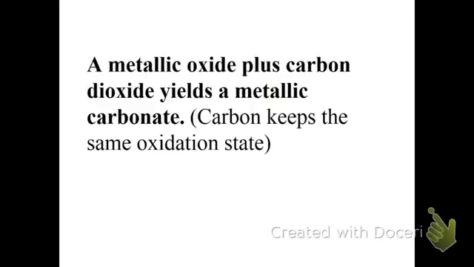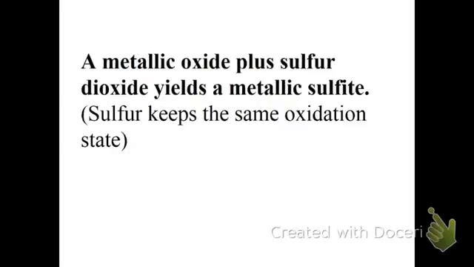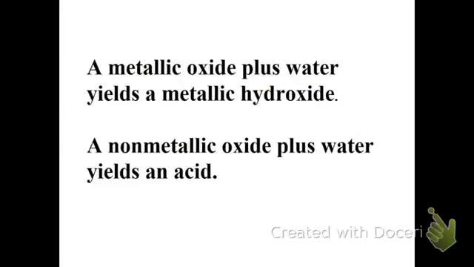A metallic oxide plus carbon dioxide yields a metallic carbonate, which is the opposite of what we said in decomposition. A metallic carbonate breaks down into, yeah, so those are exactly opposite. So we really only have to memorize one of those and flip them, okay? Same thing with sulfur dioxide and a metallic oxide. We make a metallic sulfite. Same thing we just did, and that's why I like those two together, because they're just opposite.